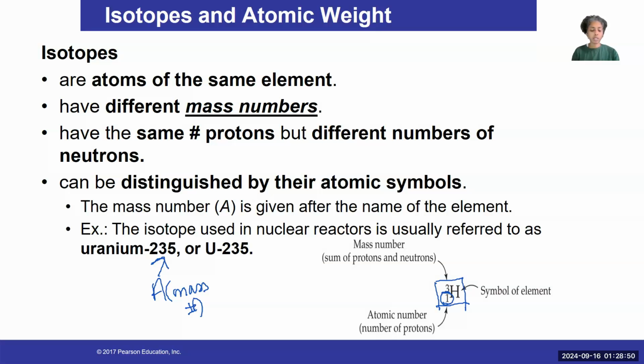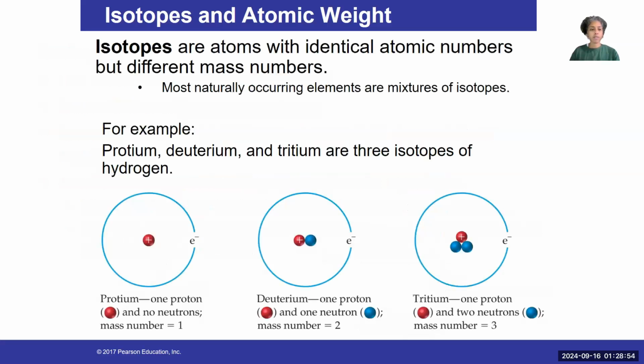Let's take a closer look at the isotopes of hydrogen. So again, isotopes are atoms with identical atomic numbers, but different mass numbers. Most naturally occurring elements are a mixture of all the isotopes that are found in nature. So let's take a look at these models right here. What's the major difference that we see between each of these models?